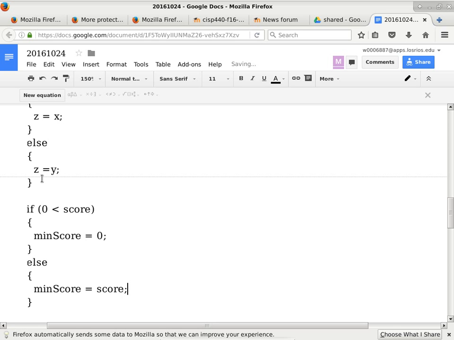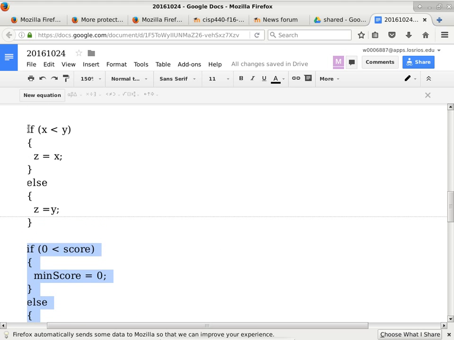Okay, there we go. So you're trying to find the minimum of these two, and then say the minimum score is either 0 or the score itself. Okay, because I'm assuming the score can go negative in this case. But the point is, does this code, let me highlight this portion here, resemble in terms of structure this code? Okay, they have the general structure.